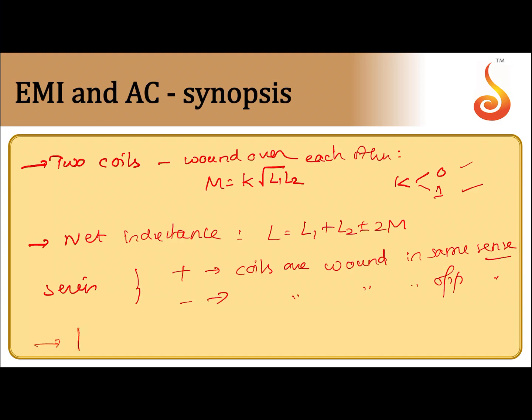And if they are connected in parallel, then the net inductance is given by L1 L2 minus M square divided by L1 plus L2 plus or minus 2M. So this is what happens in the case of parallel combination of two inductors.